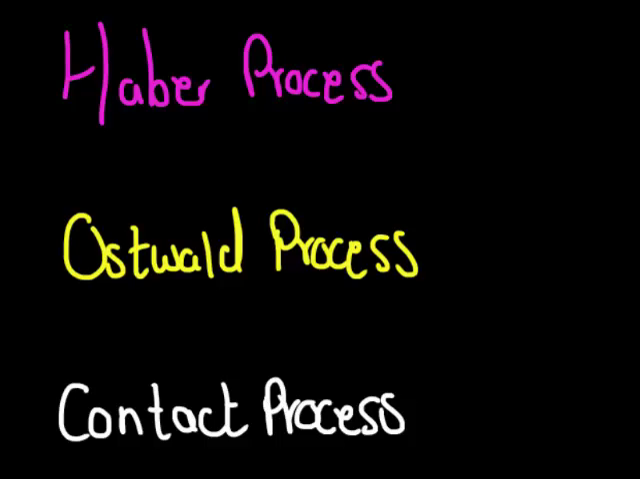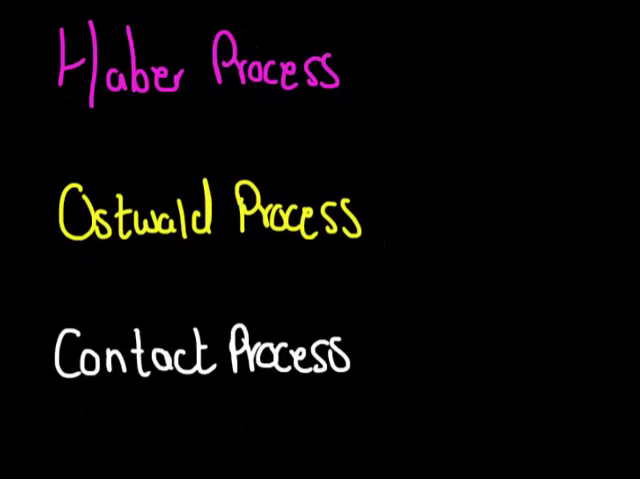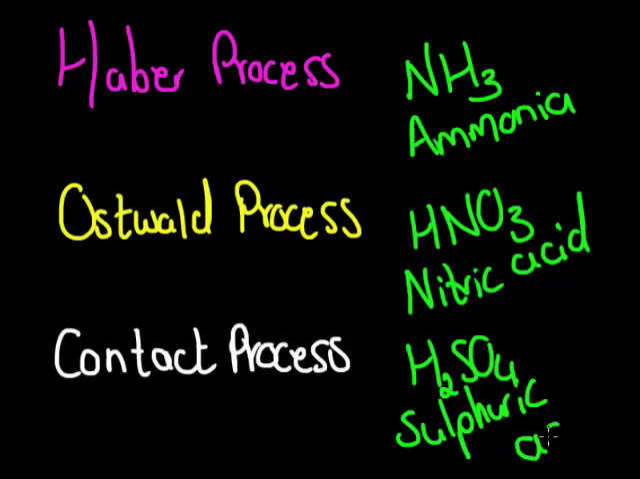But the reactions as such and the products of these processes you will still do in detail in your very last section, which will be on chemistry in grade 12. So just to briefly touch on it, in your Haber process we will be manufacturing ammonia, and ammonia is known as NH3. In our Ostwald process we will be manufacturing nitric acid, and nitric acid is known as HNO3. And in the contact process we will be looking at the production of H2SO4, which is sulfuric acid.